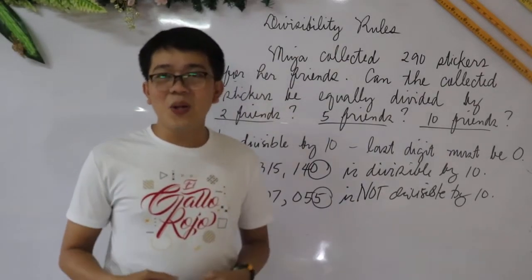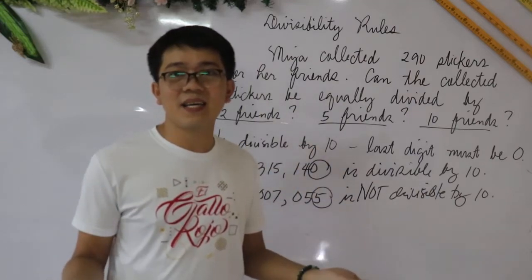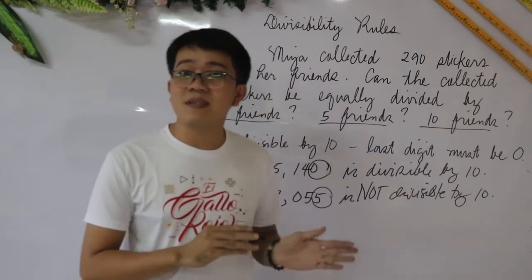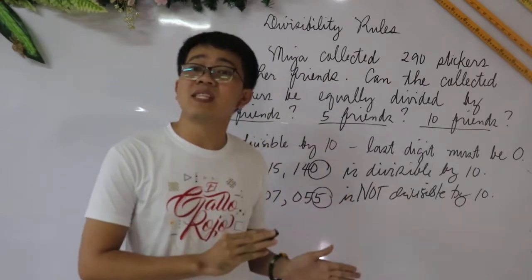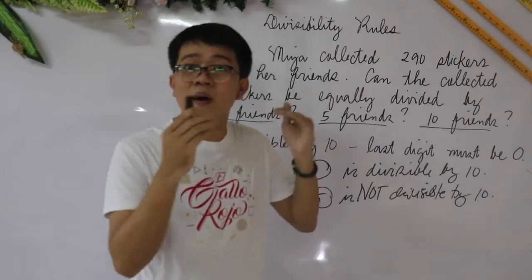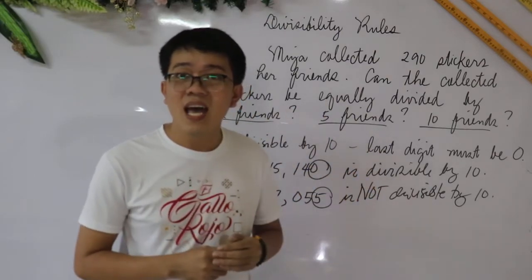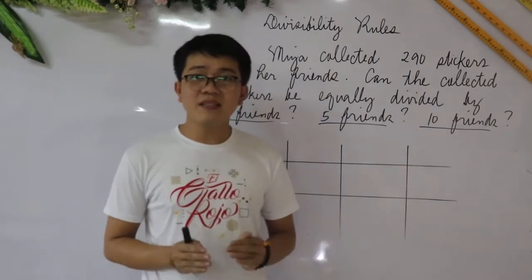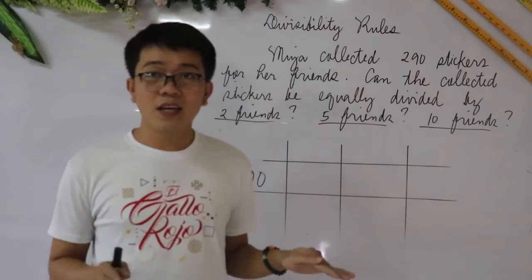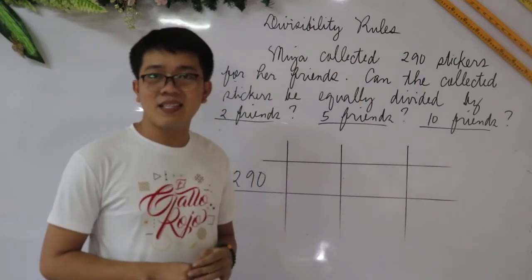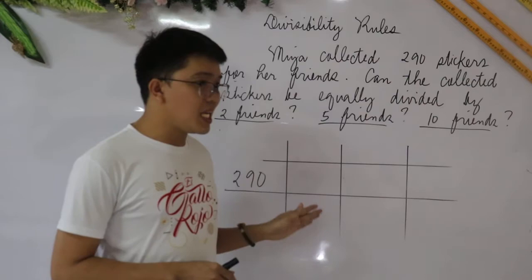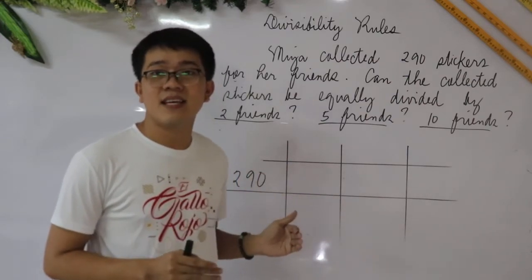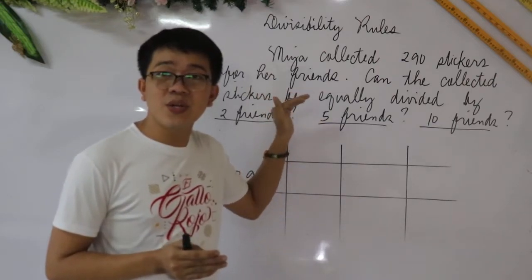Alright, since you know already how to identify if a number is divisible by 2, if a number is divisible by 5, and if a number is divisible by 10, then we are going to go back to the problem that I have given you earlier and try to answer it. Are you ready? Let's begin. Now, as you can see on the board, I have here a table with 290 as its content. But what do you think is the purpose of this table here? Well, this is a divisibility test, and that will help us to answer this problem.